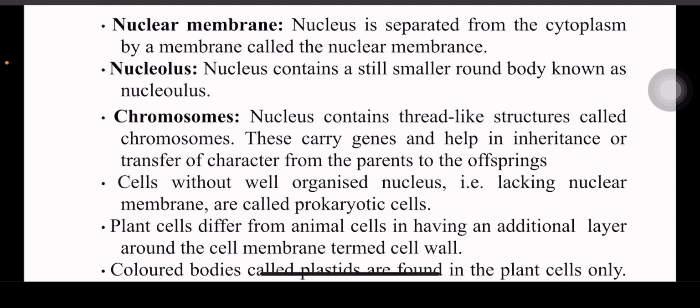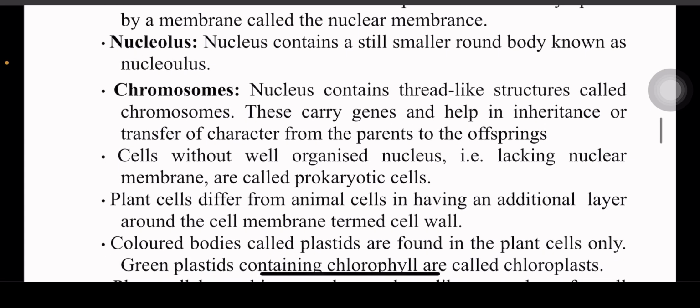Chromosomes. The nucleus contains thread-like structures called chromosomes. These carry genes and help in inheritance, or transfer of characters, from the parents to the offspring. Cells without a well-organized nucleus, that is, lacking a nuclear membrane, are called prokaryotic cells.